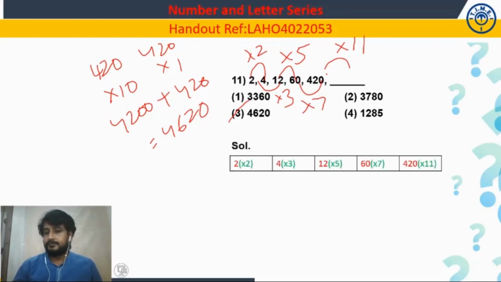Okay. Copy the logic. 2 into 2, 4. Into 3, 12. Into 5, 60. Into 7, 420. And to get the answer, 420 into 11, which is 4620. Choice 3.